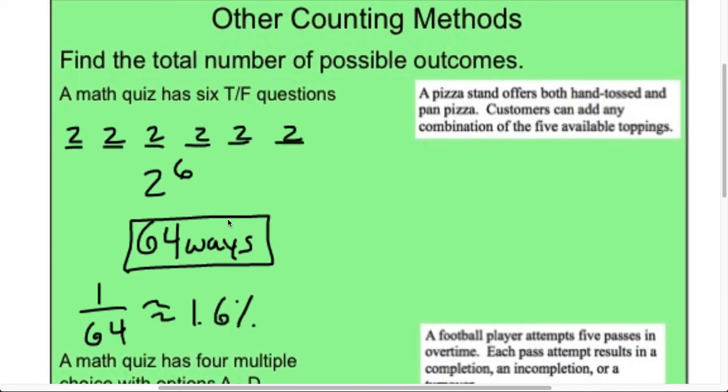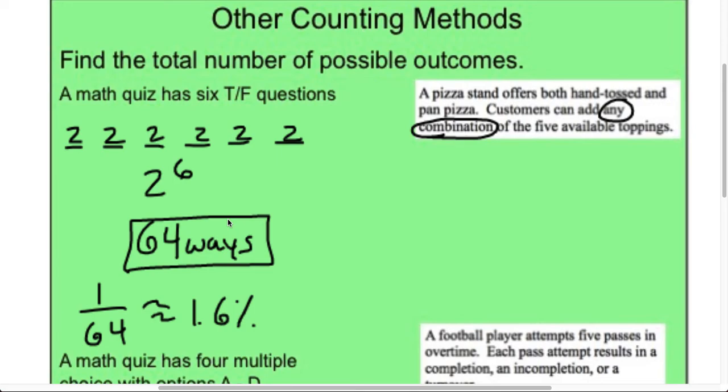Okay, here's one where the wording is going to be an emphasis. It says a pizza stand offers both hand-tossed and pan pizza. Now again, you're only going to choose one of those. So that's where it would lead you to think, okay, fundamental counting principle. Customers can add any combination of 5 available toppings. I want you to circle that like I did, because we're going to actually take a note here quick. Again, the wording in Chapter 2 is very important. You have to pay attention.